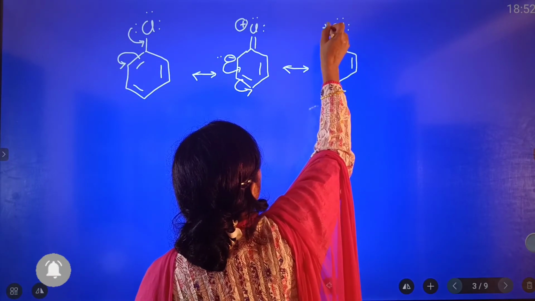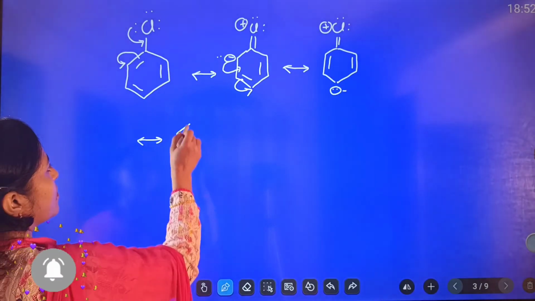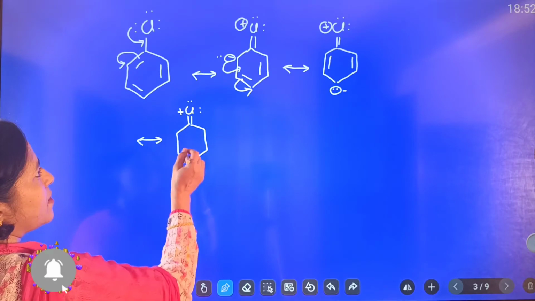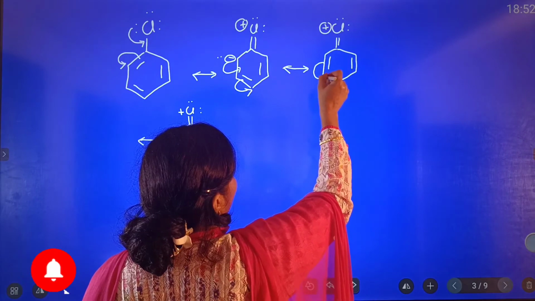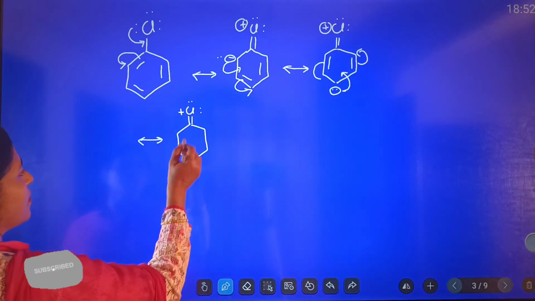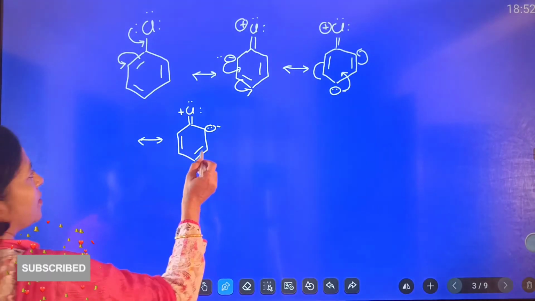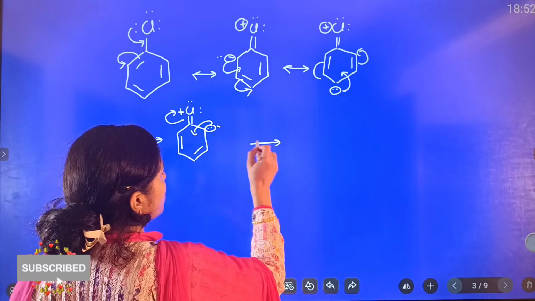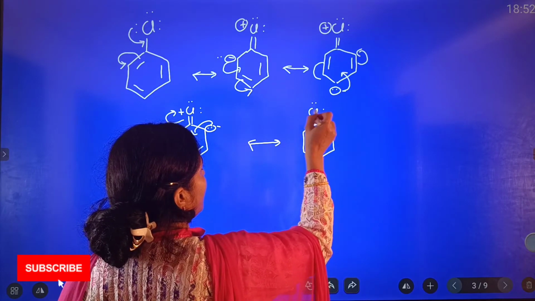I hope you are getting what I am telling you. This will remain the same. Now in the next step, it will form the bond over here and the electrons over here. So you will be getting the structure like this. In the next step, this bond will go here and this will form a bond. So you will be getting the structure like this again.